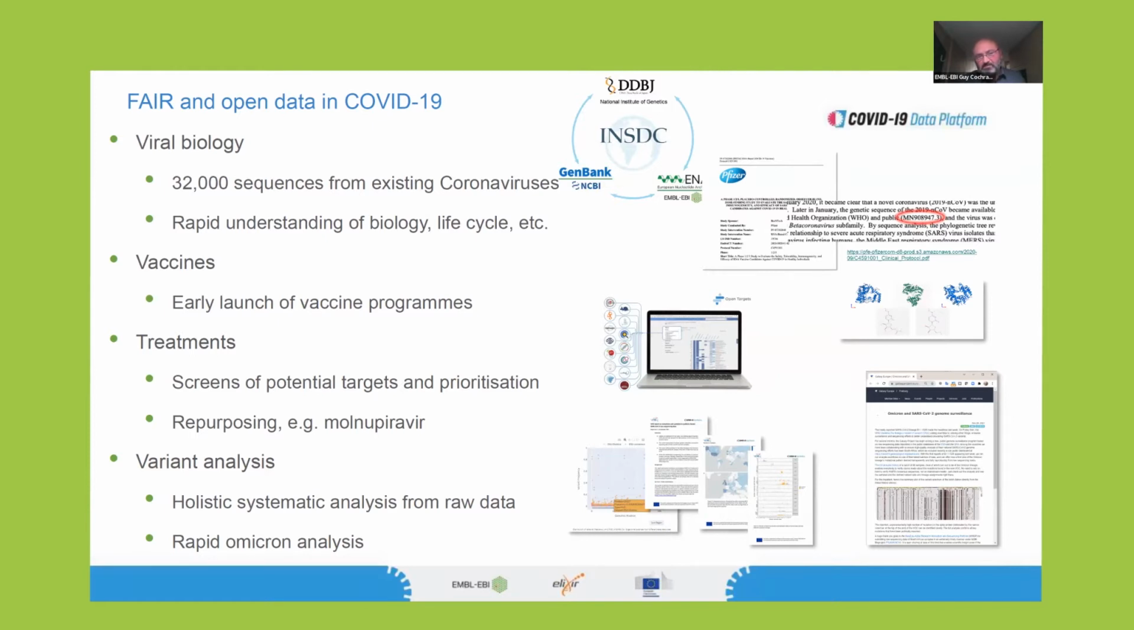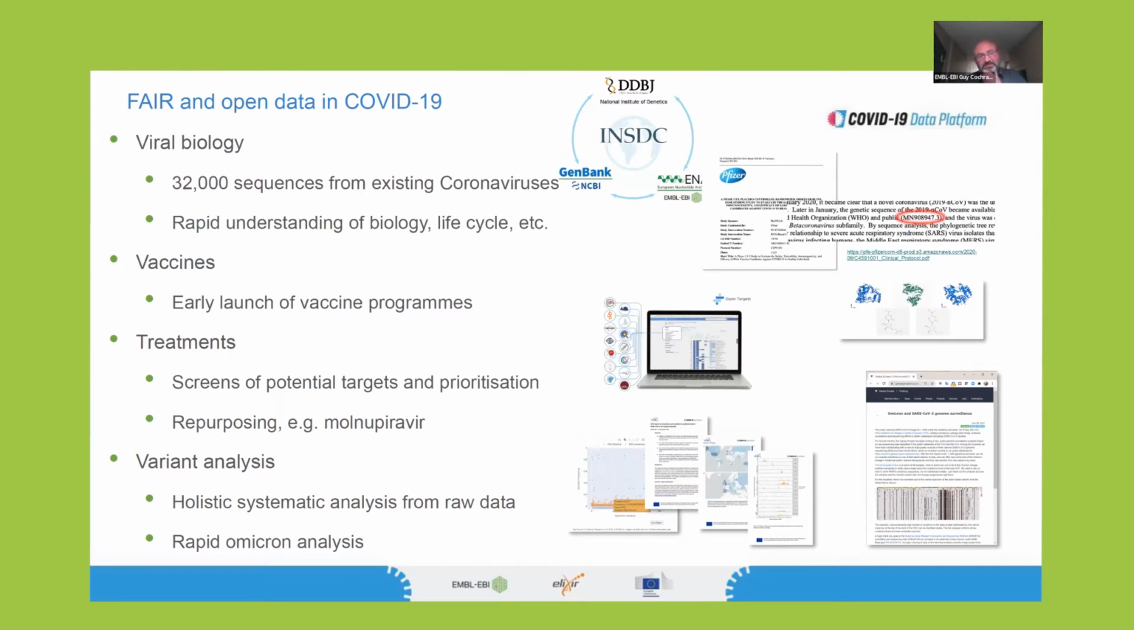So I've got a few examples here just to start off with. And the first one is that prior to the emergence of SARS-CoV-2 as a new species, there were already some 32,000 different sequences from other coronaviruses that were publicly accessible and discoverable. And actually, without having that context, our understanding of the biology of the life cycle, of the weak points, the target points for SARS-CoV-2 really would have been retarded. So we had a very important head start because there was pre-existing context and pre-existing understanding.